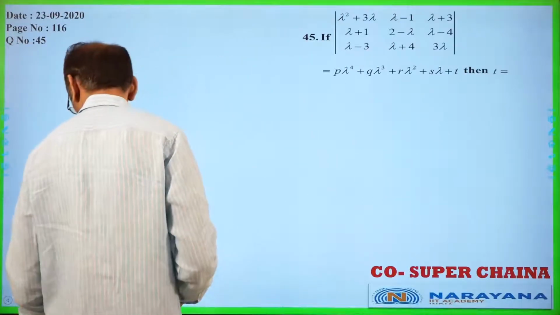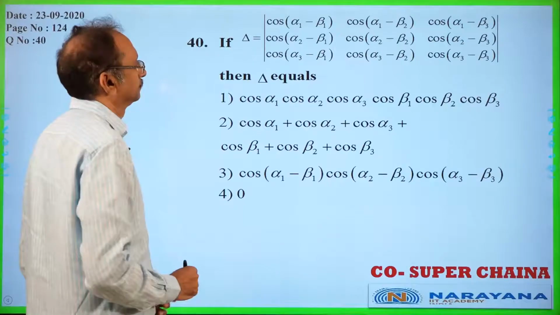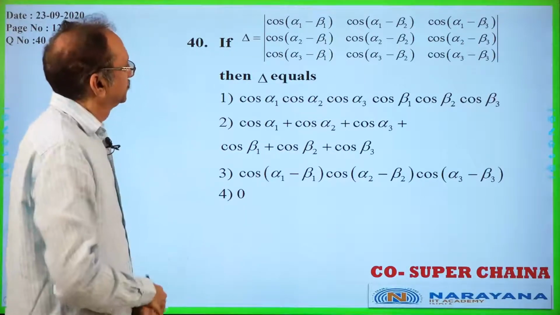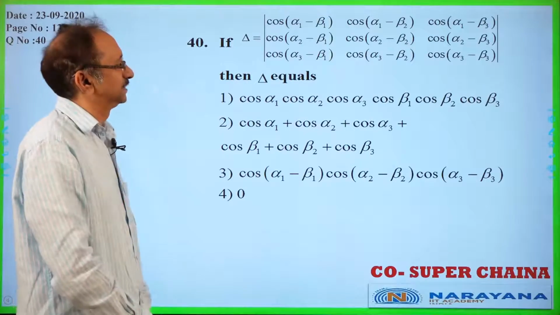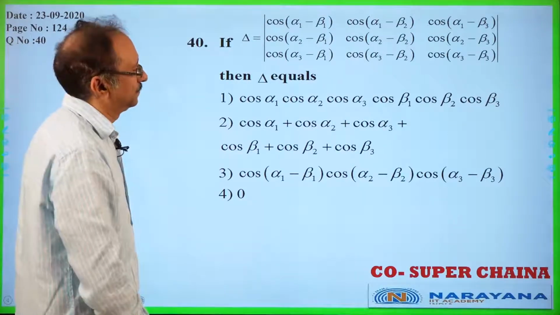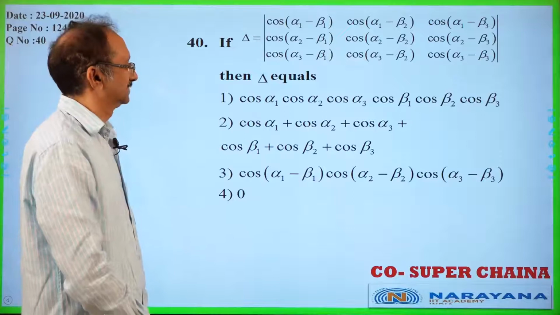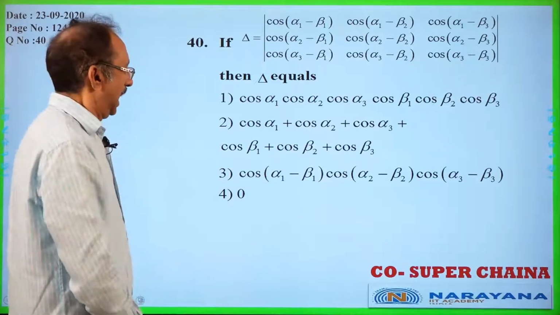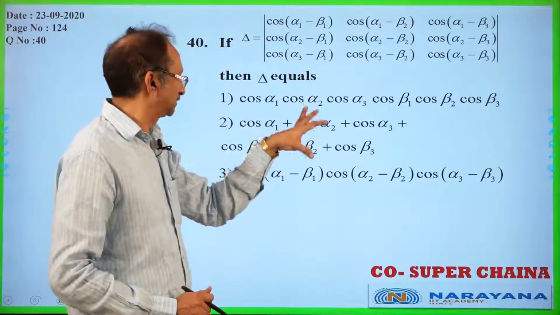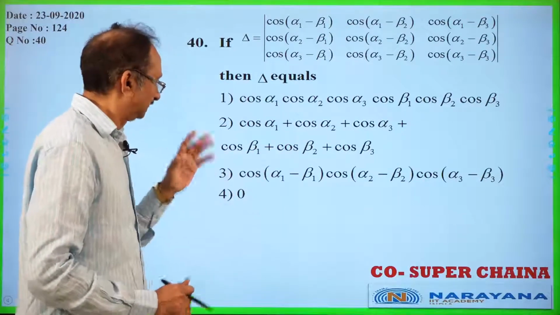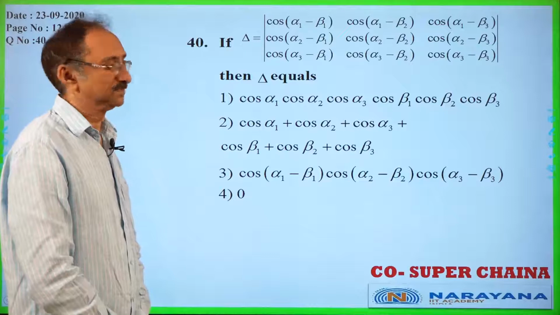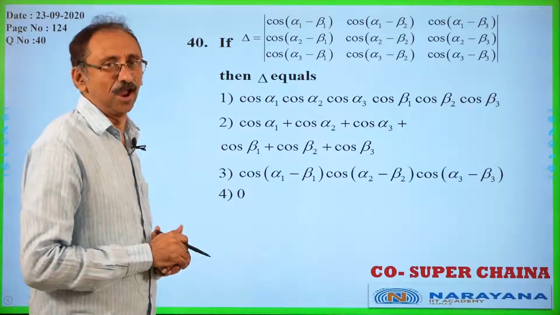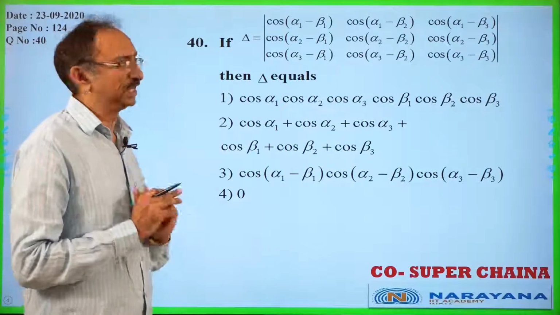So it is also same question. Right. See this one. Delta is equal to cos alpha 1 minus beta 1, cos alpha 1 minus beta 2, so on is given. Then what is the value of delta? And see the options, there are always cos terms in the options, and fourth option is 0. Then how to get that? So whether we have to expand the determinant or if there is any trick, so let us try.